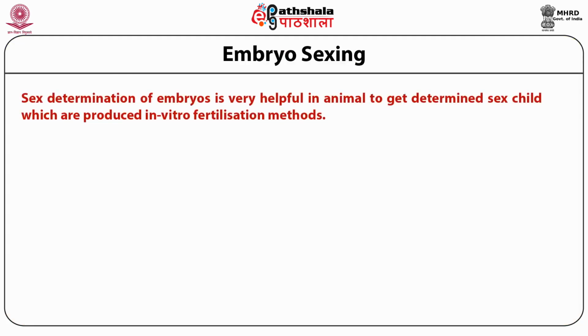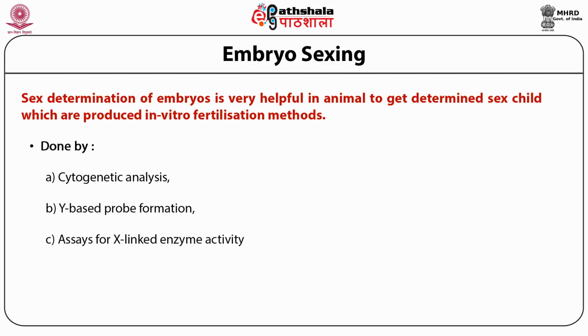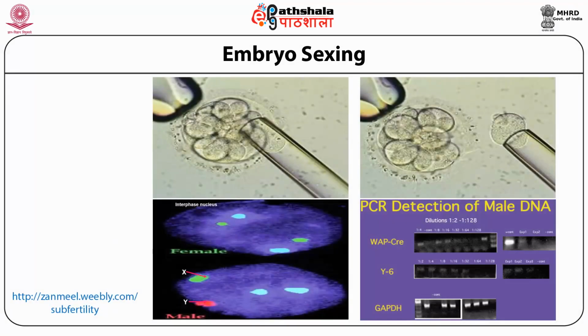Although embryo sexing is not of much use in animals, in humans it is very important to determine whether the embryo is suffering from certain kinds of genetic disorders. Embryo sexing can be done by cytogenetic analysis, by Y chromosome based probe formation, by X-linked enzyme activity, and by PCR techniques. A single cell can be taken from the zygote or from the morula stage and used for detecting the type of DNA. So we can say whether it's male or female just by doing its PCR.